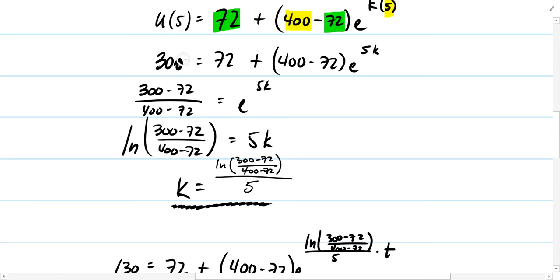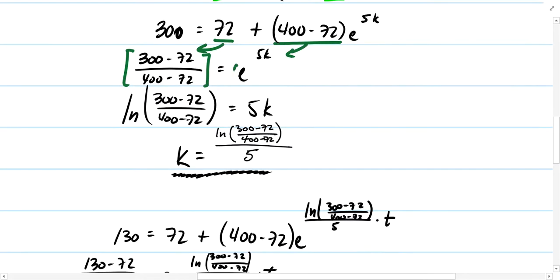Now, with 300 equal to the rest of this equation, two things have to happen first. We need to start isolating the exponential. What we need is some sort of base raised to an exponent. To make that happen, I'm going to subtract 72 from the left side of the equation, and then I have to divide by whatever 400 minus 72 is. Again, I don't bother simplifying that. That doesn't help me out in this particular case. So we subtracted 72 and we divided by 400 minus 72, and that's where this expression comes from.